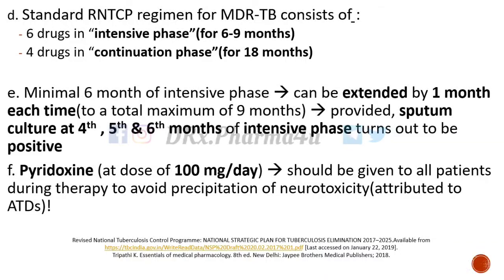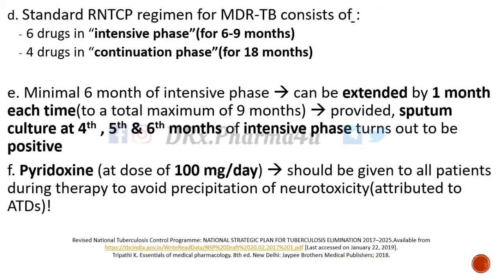If at the 4th month the sputum is negative, then you don't have to worry at all. You can stop the intensive phase at the 6th month, and then you can start with the continuation phase. If the sputum culture is negative at the 5th month, then you can stop the intensive phase treatment at the 7th month or the 8th month. So like that, you have to decide the duration of the intensive phase.